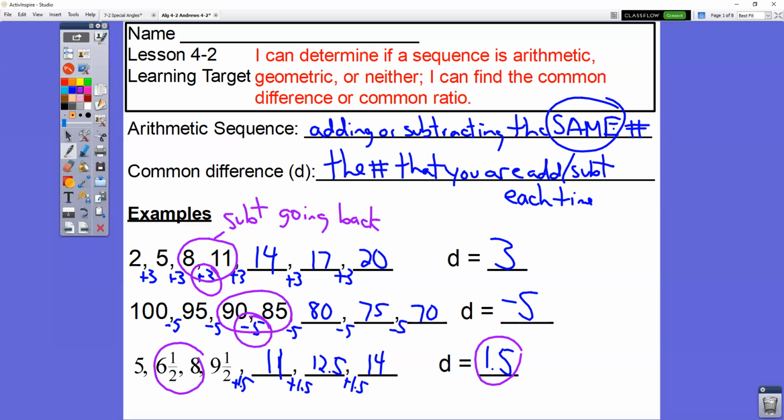So if it's an arithmetic sequence, if you can't figure out what you're adding by or what you're subtracting by each time, just work backwards. Take any 2 of the numbers and subtract going backwards. That will give you your common difference.